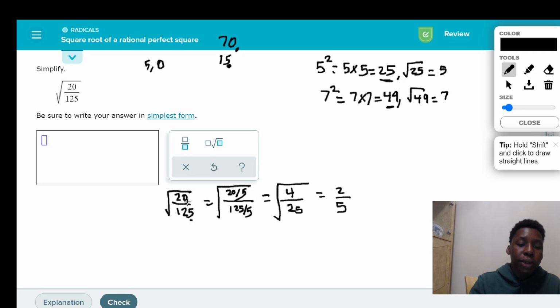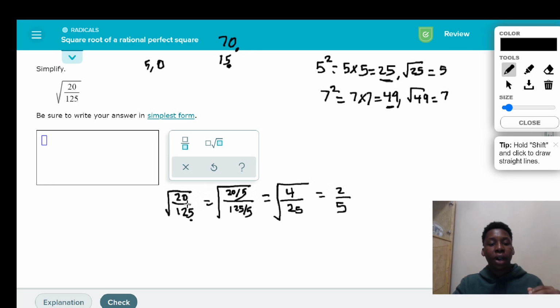And so 20 here also, 20 ends with a 0. Since a property of numbers divisible by 5 states that the number has to either end with a 5 or a 0, 20 is divisible by 5. So sorry, 5 can divide 20 and 125 in this case, right? So we divide 20 by 5 and 125 by 5.